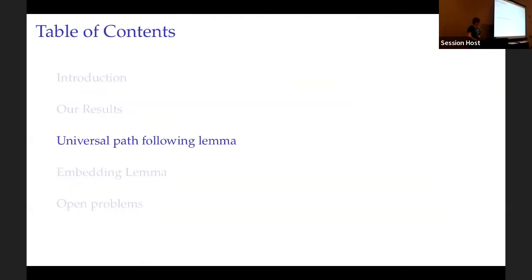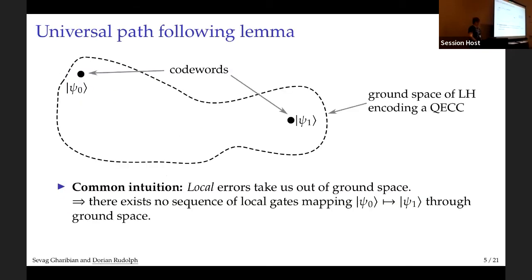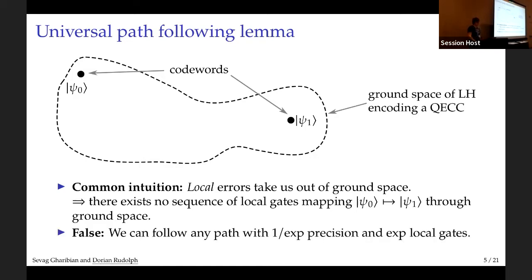Next I go into detail about the universal path following lemma. Here we have, let's say, the ground space of a local Hamiltonian, shown by a dashed line. This local Hamiltonian is supposed to encode a quantum error correcting code, and you have two code words, psi0 and psi1. A common intuition might be that local errors will take us out of the ground space. That would imply that there exists no sequence of local gates that maps psi0 to psi1 through the ground space. But we show that this is indeed false, because we can always follow any path with inverse exponential precision with an exponential number of local unitary gates.